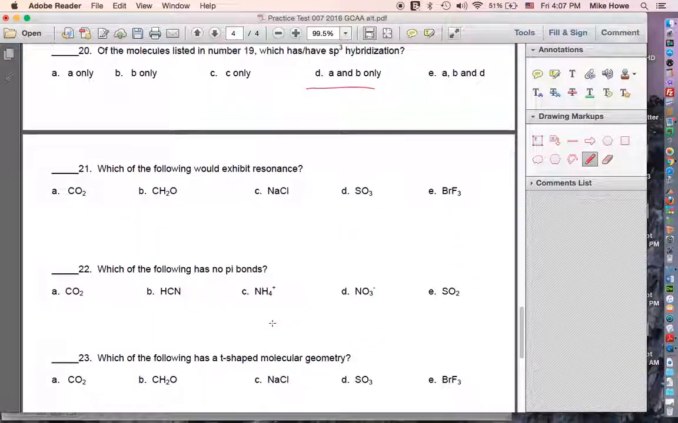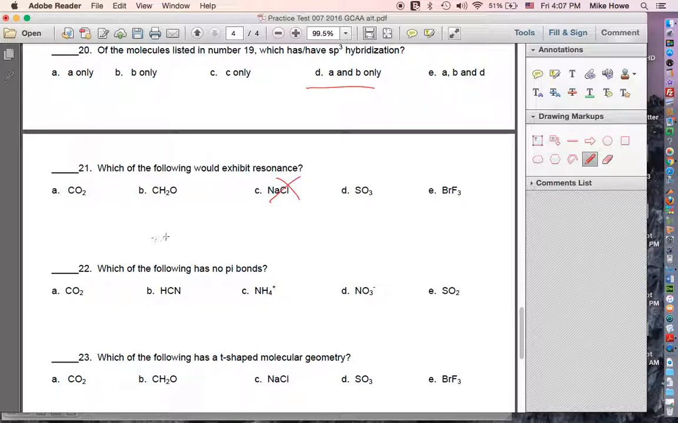Which exhibits resonance. So first of all, you're going to want something that's molecular, so that eliminates this one because that's ionic. Like CH2O, you know you're going to have an H and an H like this, and so you can't put double bonds on them, so that's out. Carbon dioxide, you know, already has 2 double bonds, so there's no resonance because you can only have 1 double bond.